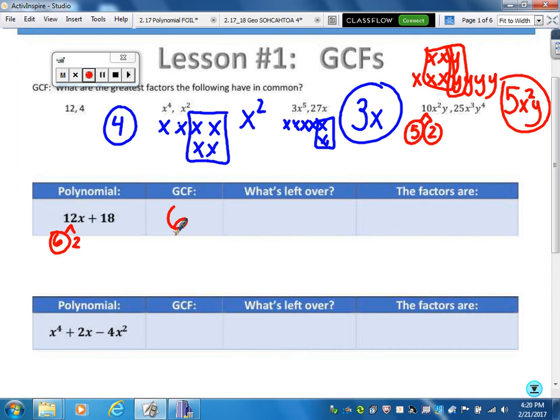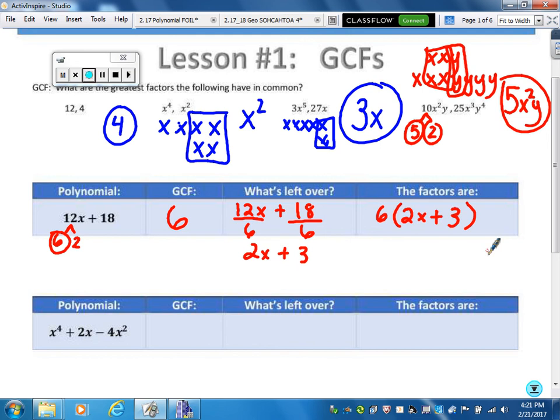Now, once I know what that GCF is, again, I'm going to divide it out of that. So we're going to take our original polynomial. You'll start doing a lot of this in your head, and you're going to divide out the 6 from every term. And when I divide that out, I get a 2x from that first part, and I get a 3 from that second part. Positive 3, right? So what's left over is 2x plus 3. So now what my factors are. So if I asked you to factor this polynomial by pulling out a GCF, you would tell me the GCF, 6, that's what you pulled out, and what's left over after you pull that out, 2x plus 3.